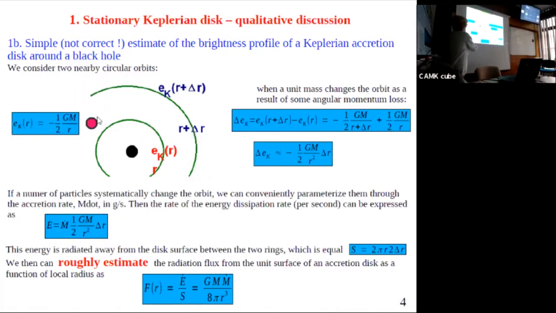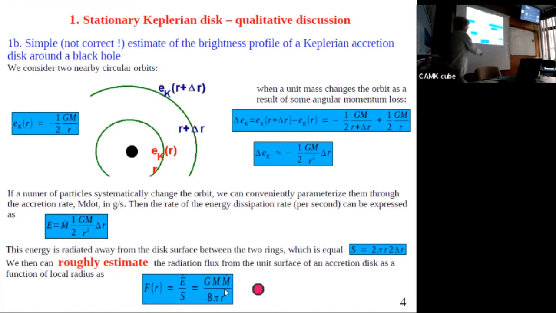And this energy has to be radiated by the disk in this zone between that radius and that radius. So the surface is equal to 2πR times delta R. And we have an additional factor 2 because we here assume that the emission is optically thick. So then the disk will have two surfaces, an upper surface and a lower surface. So if you calculate only the flux per surface, you have to introduce a factor 2 here.